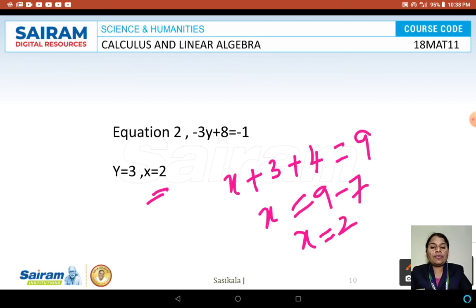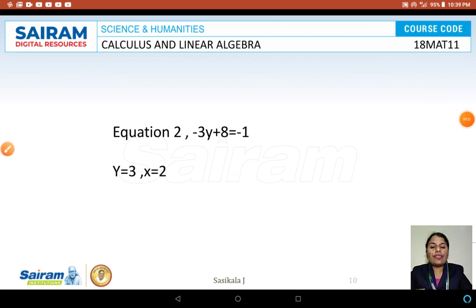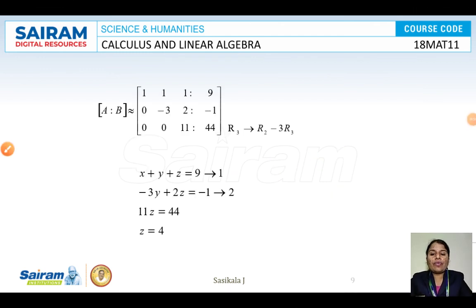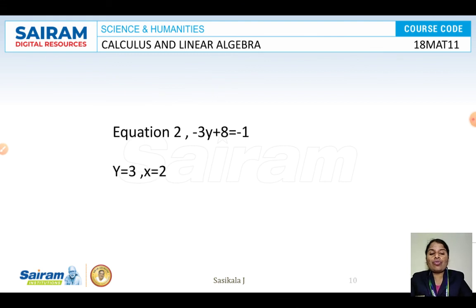Okay. So as per this, we got the x value, y value and z value, right? So x is equal to, sorry, x is equal to 2, y is equal to 3 and z is equal to 4.